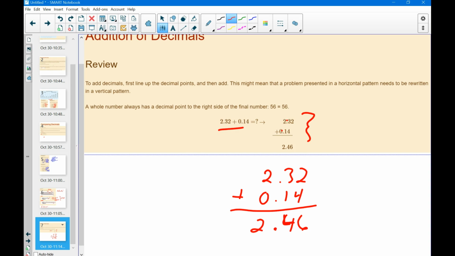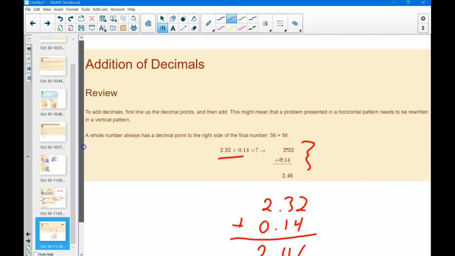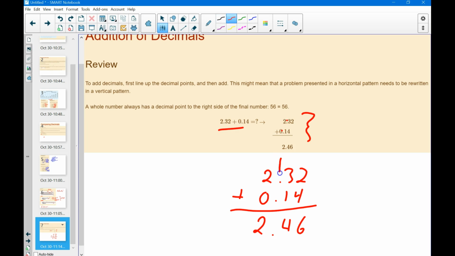This pen doesn't write quite as nice, but it's more reliable. 2.46. Awesome. Any questions on that? Pretty basic. The key is lining up the decimals right there.